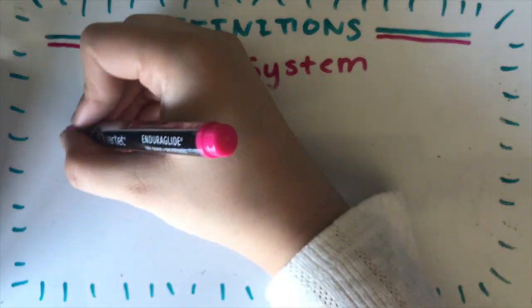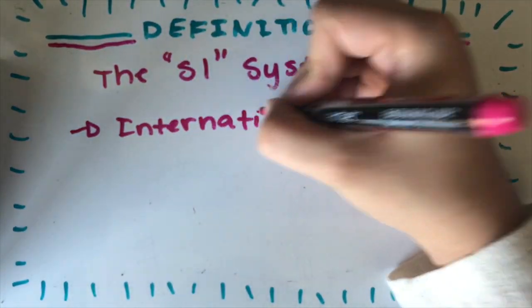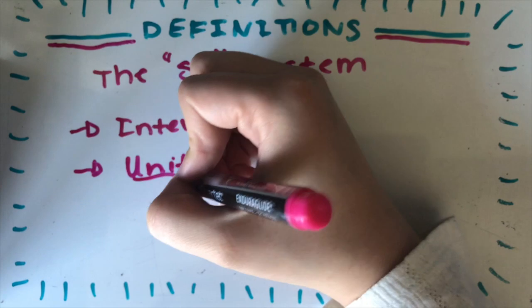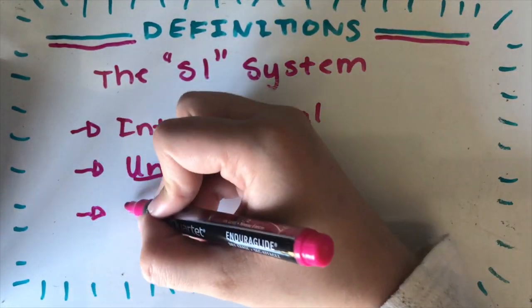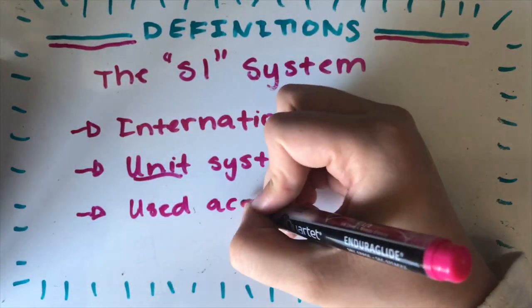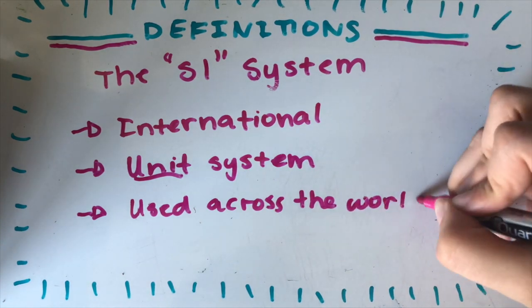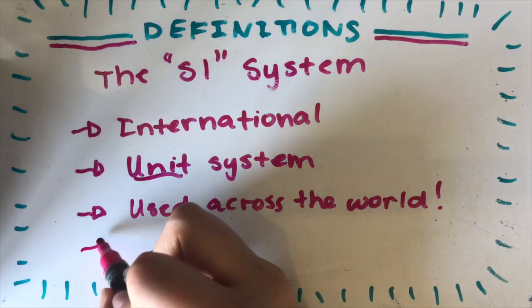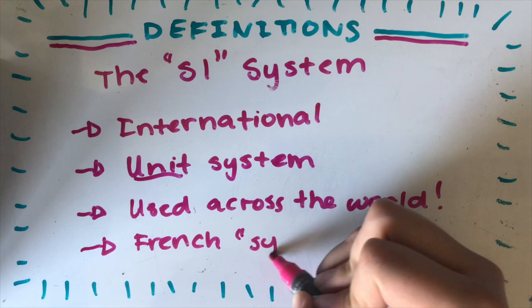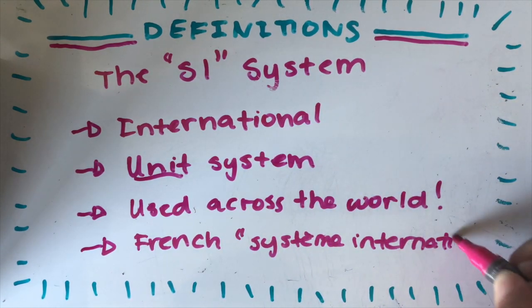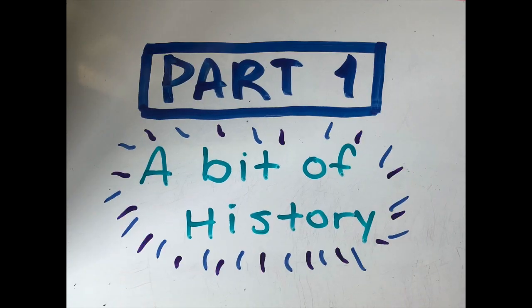The SI system is just a measurement and unit system that is shared by almost all countries across the world. So it comes from SI, so Système International in French, and you'll know why it comes from French in just 1 second. Part 1, a bit of history.